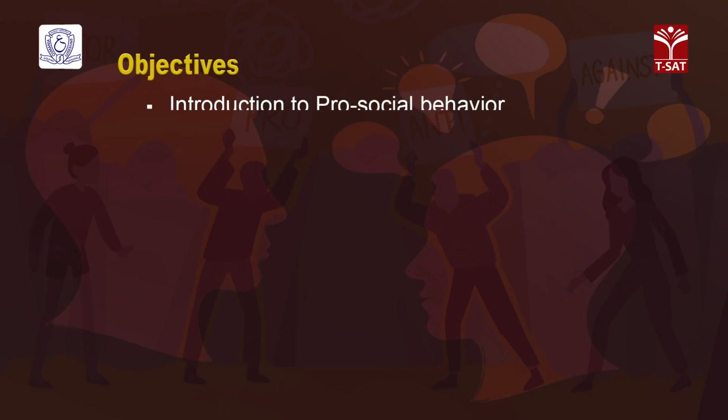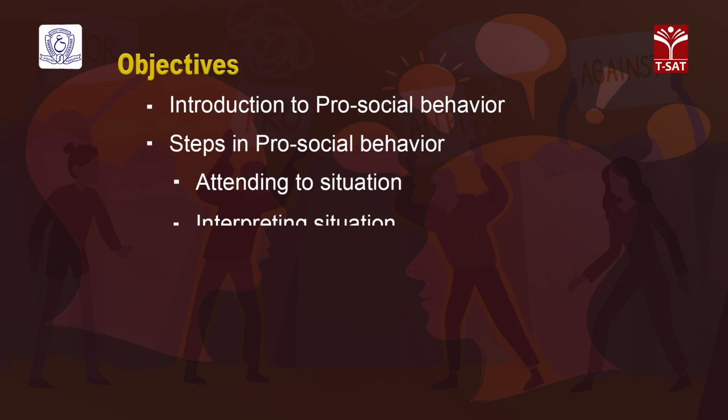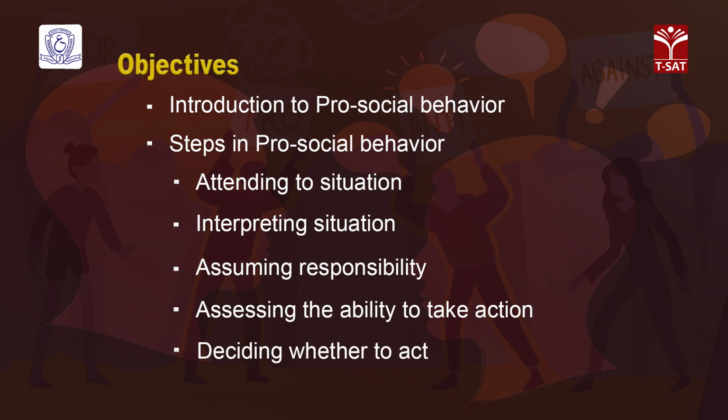Today we will be studying one of the aspects of prosocial behavior, or what are the particular steps involved in a prosocial behavior. So, the main objectives of this lesson are a little bit of introduction on what exactly is prosocial behavior, then various steps involved in prosocial behavior such as attending to situation, interpreting situation, assuming responsibility, assessing the ability to take action, and the final step is deciding whether to act.